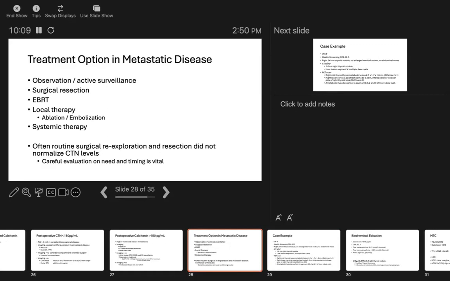Because remember, this surgery will be a re-operation. You might want to go back into the lateral neck. You might need to go back into the local area. So the morbidity of the surgery is significantly higher.